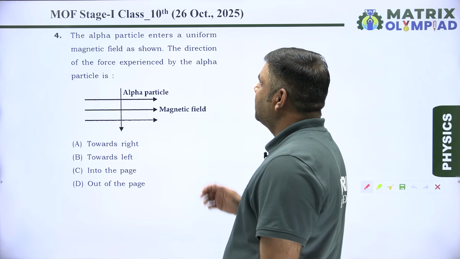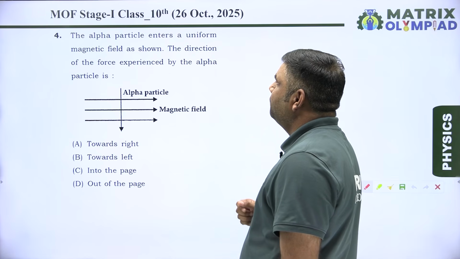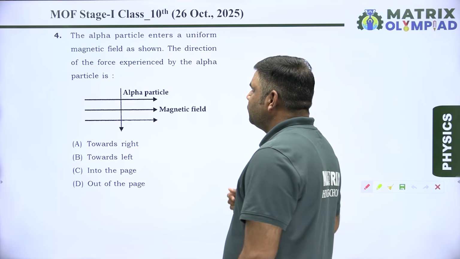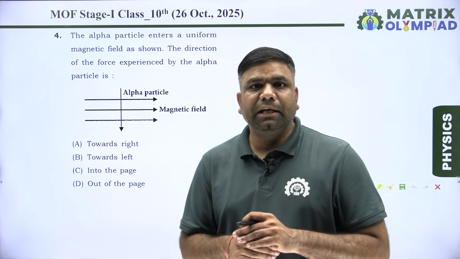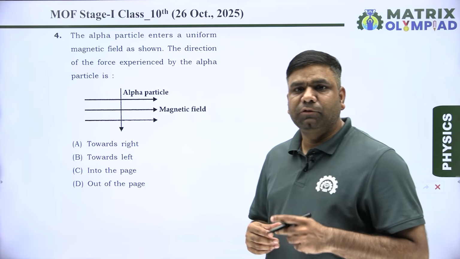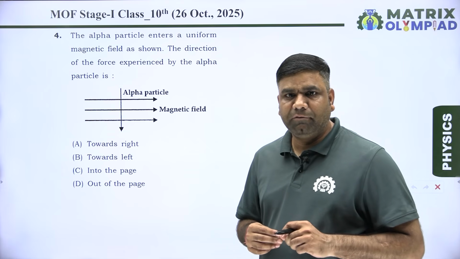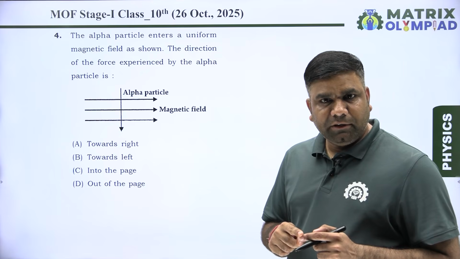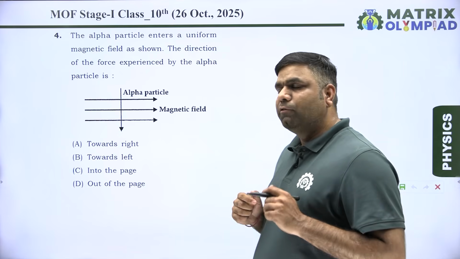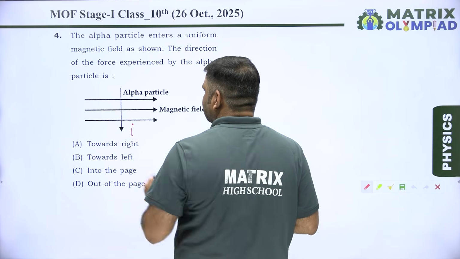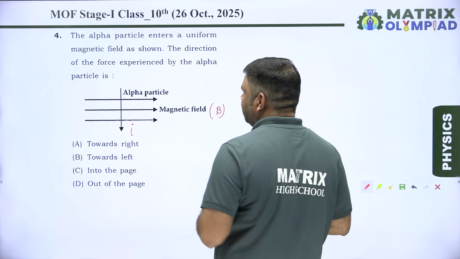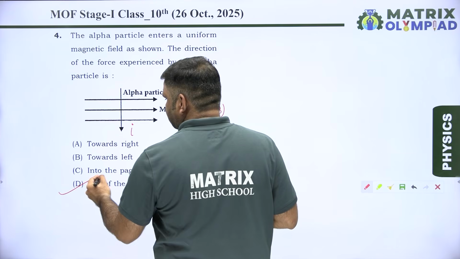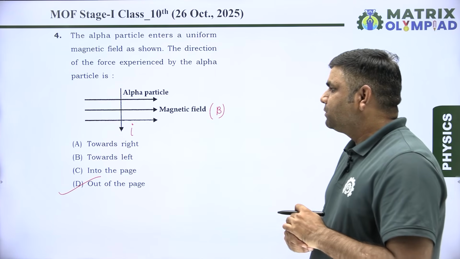So question number 4 says an alpha particle enters a uniform magnetic field as shown. The direction of the force experienced by the alpha particle is. So if we have to find the direction of force in a current carrying conductor, we will use Fleming's left hand rule. According to Fleming's left hand rule, the thumb represents the direction of force, forefinger represents the direction of magnetic field, and the middle finger represents the direction of current. So this is the direction of current, this is the direction of magnetic field. So according to Fleming's left hand rule, the direction of force will be out of the page. So our correct answer will be option number D.